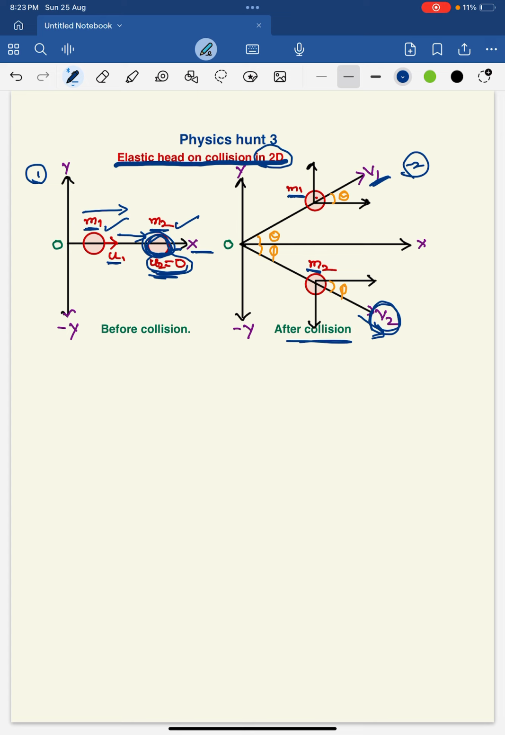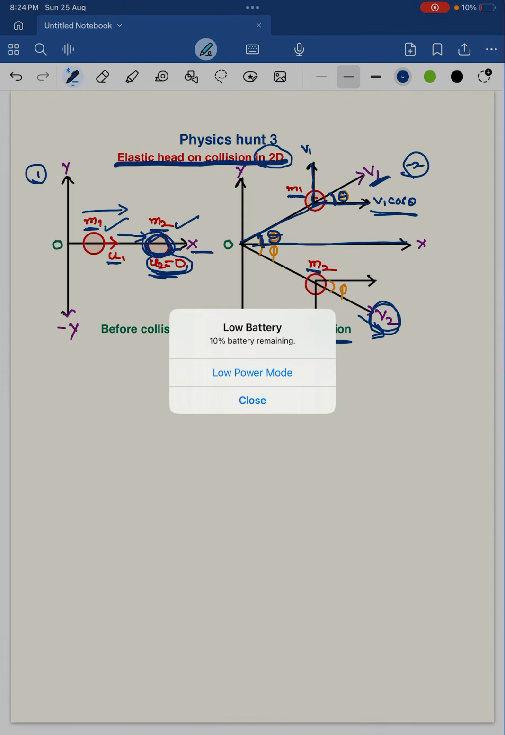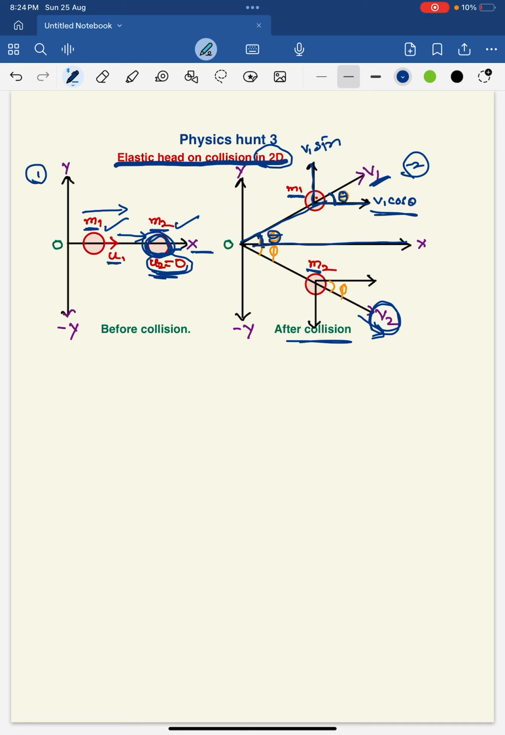Okay, so already we know the resolution of a vector. The first body is moving in this direction, and it makes an angle theta with respect to the x-axis. At this location also, it makes the same angle with respect to the x-axis. So the horizontal component of the first object is v1 cos theta. If this is v1 cos theta, then exactly the perpendicular component is v1 sin theta. So this is the resolution of the vector for the first body.